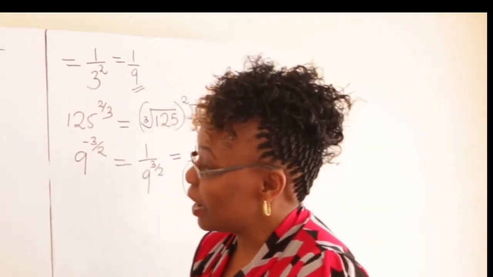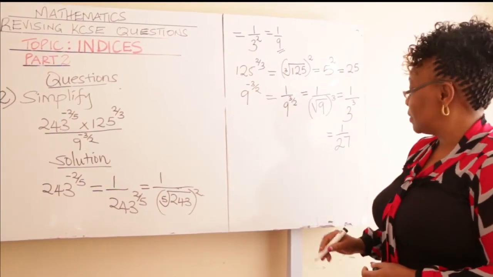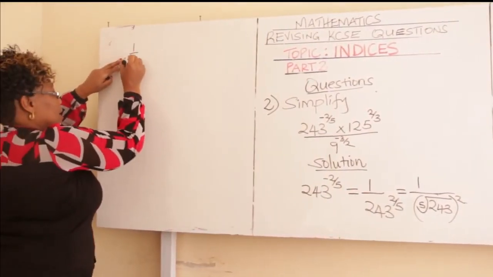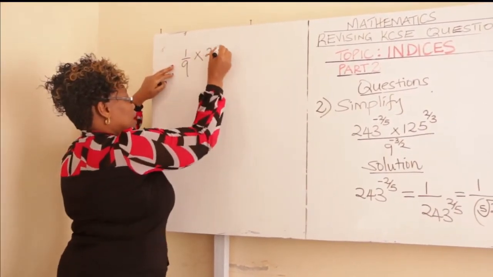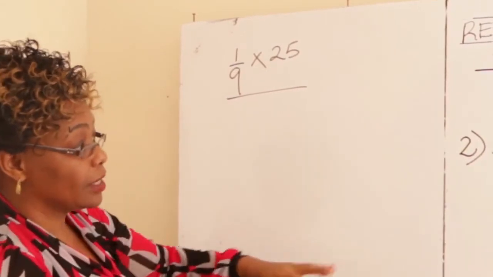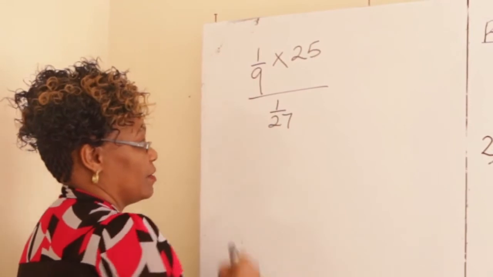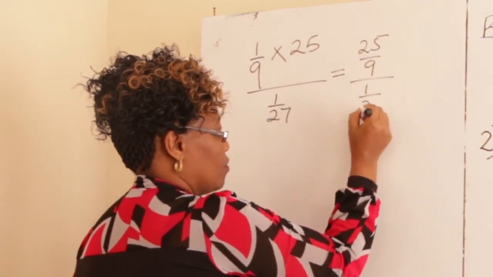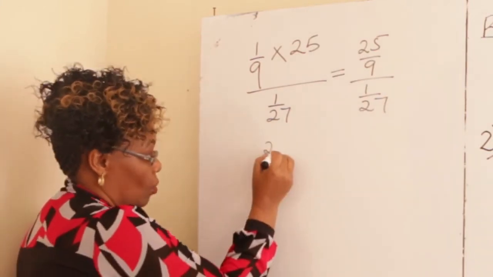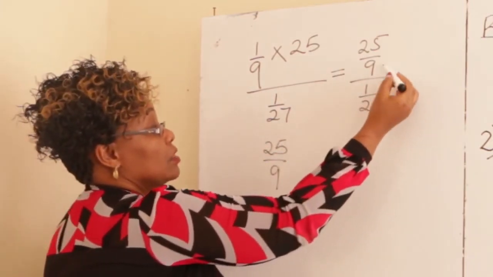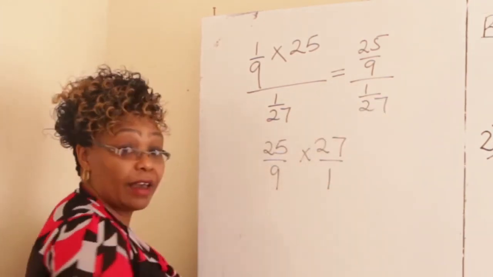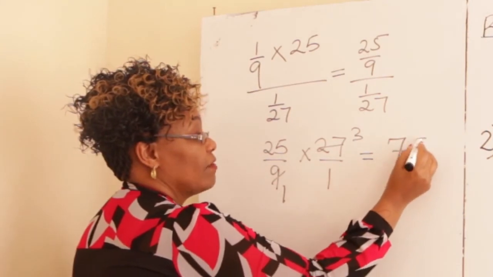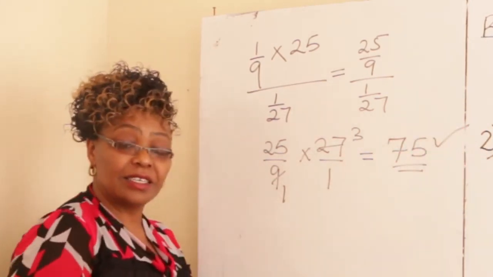From there, come and substitute the 3 values in the very first fraction. The first one is 1 over 9, times the second one, 25, divided by the last one, the denominator, which is 1 over 27. So this gives us what? You can multiply this by this to get 25 over 9, then you divide by 1 over 27. This means you multiply with the reciprocal. So 9 goes into 9 once, and into 27 three times. So 25 times 3 gives us 75. And that is the answer.